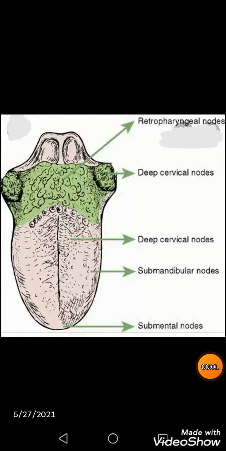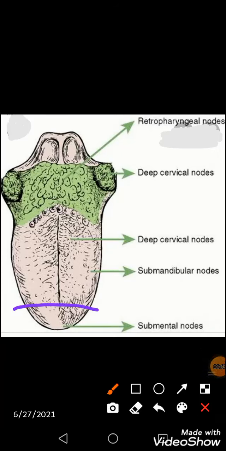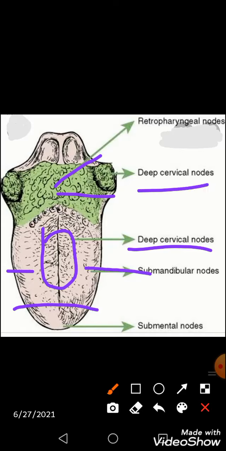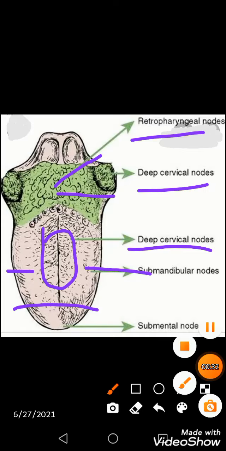Now about the lymphatic drainage of the tongue. You can see that the tip of the tongue is drained by the submental lymph nodes, and the lateral aspect of your tongue is drained by the submandibular lymph nodes, and the central medial part is drained by the deep cervical lymph nodes, and the posterior one third is also drained by the upper deep cervical and the retropharyngeal lymph nodes, right?